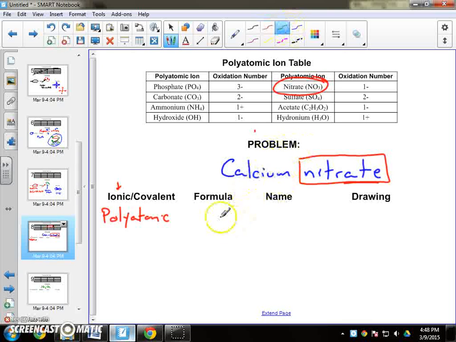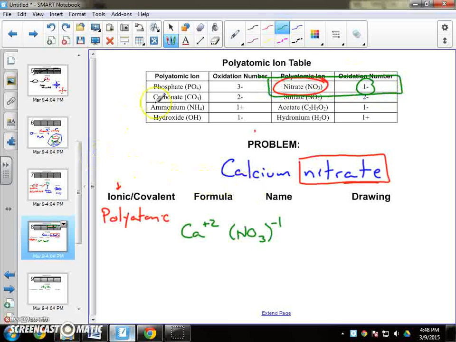Calcium, we know, is going to be a nice little Ca plus 2, and I know nitrate is going to be NO3, and I know it's got this -1 charge. Okay, again, if it's a polyatomic, let the chart tell you everything. It does all the work for you.